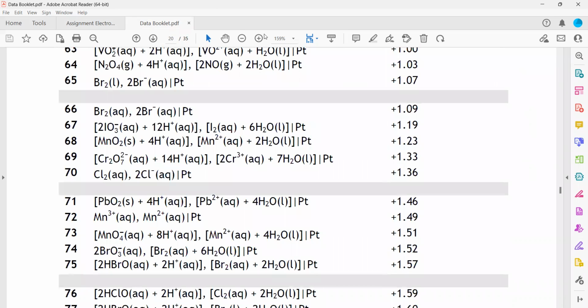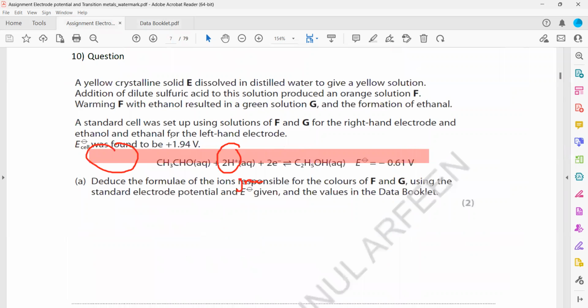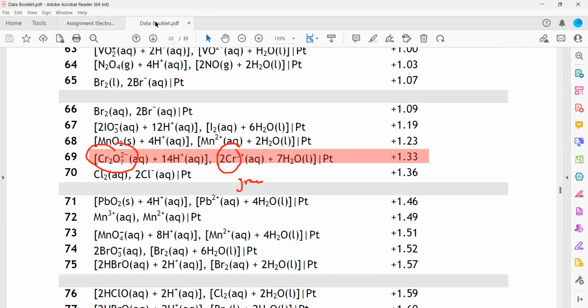So you can see here, this one, 1.33, and it means this is actually green in color. So what is the other ion? That is Cr2O7. In the question, they specify that we have an orange solution. So that is actually the orange solution. This is the orange solution because of the ion here, and the chromium plus 3 is green.